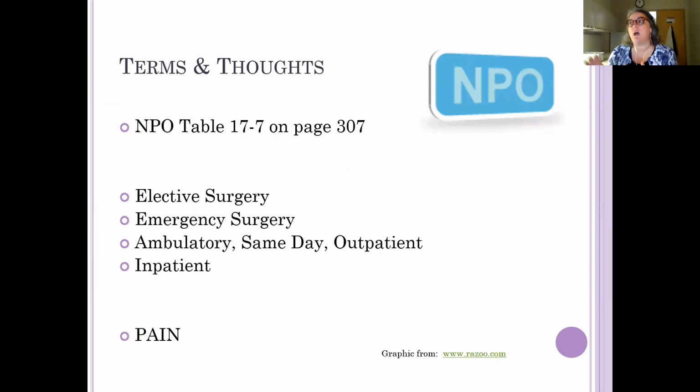But in terms of eating, NPO and that, ambulatory, same day and outpatient, that's going to be surgery specific. So if they're having their gallbladder out, which we'll talk about when we talk about cholelithiasis and gallbladder, that's going to be something where we're going to want that GI and that colon to be really empty. If they're having a colonoscopy, we're even going to give them emptying stuff.